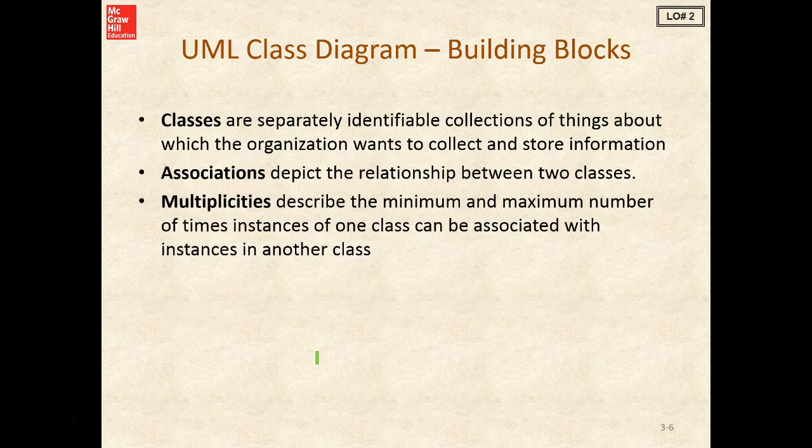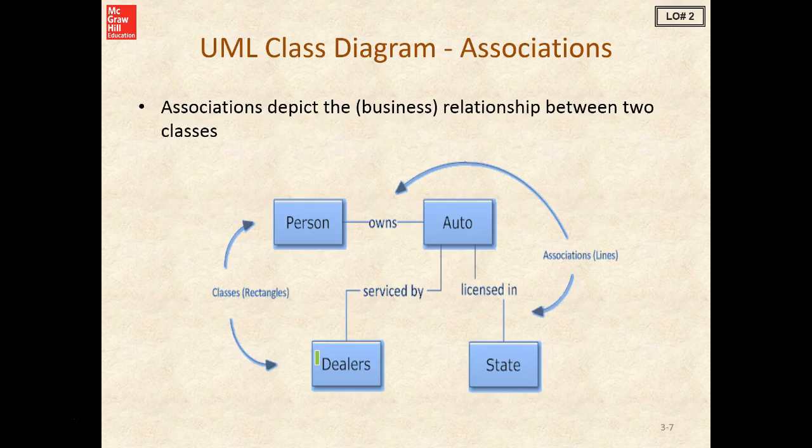UML class diagram, so we have the building blocks. The pieces of the graphs that we are going to be working with will be classes, which are separately identified collections of things about which the organization wants to collect and store data. So that's what we're going to store the data in, classes. Associations depict the relationship between two classes, so how are the classes related or associated. And then the multiplicities describe the minimum and maximum number of times instances of one class can be associated with instances of another class.